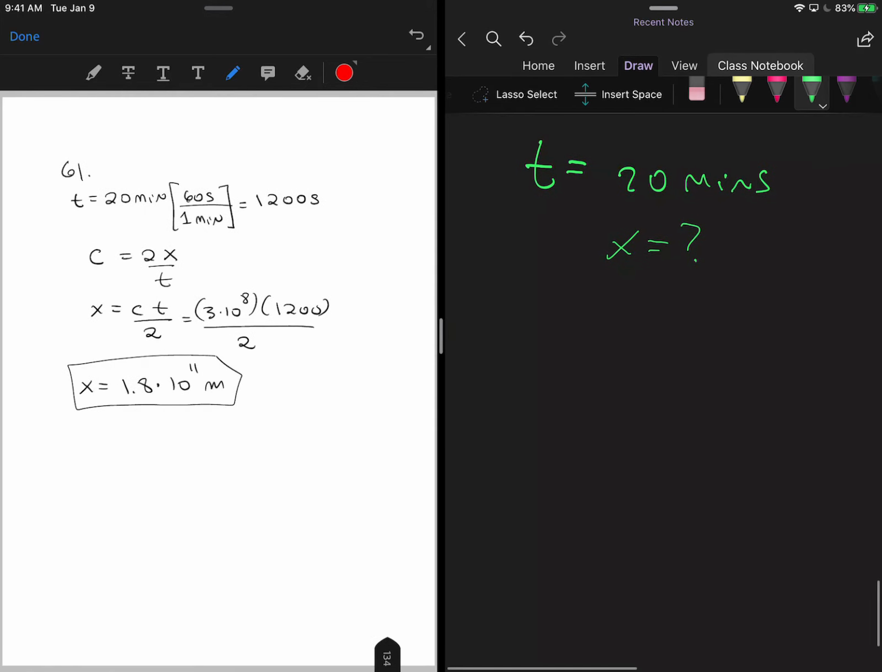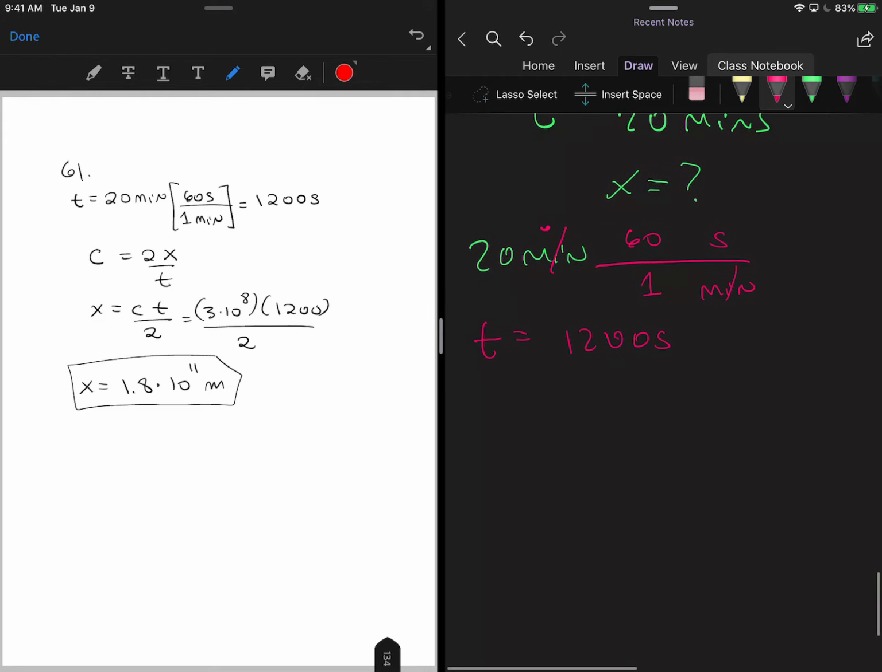All right, so first, let's go ahead and convert the time into seconds. So you have 20 minutes. Let's do a bar. Minutes is on top, so put minutes on the bottom and then cancel. And we're going to go from minutes to seconds, and 1 minute has 60 seconds. So the time is going to equal 20 times 60, or 1200 seconds.